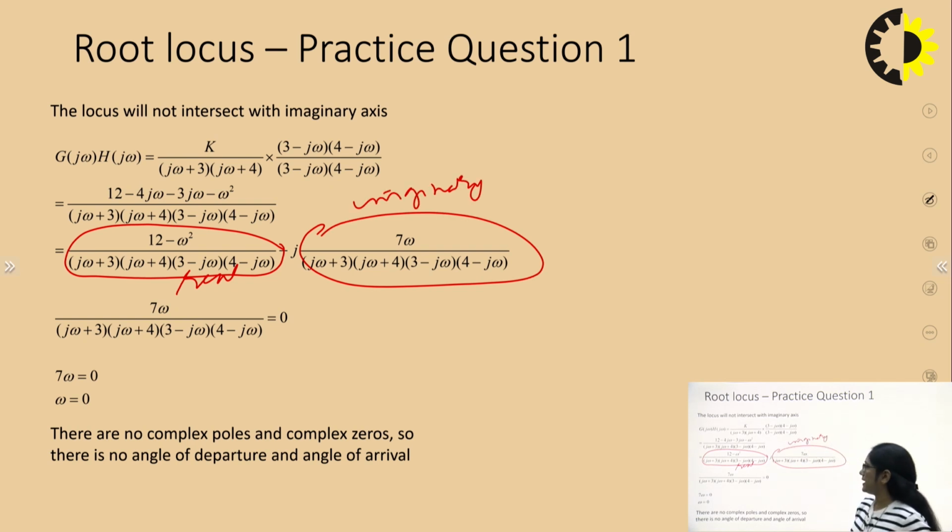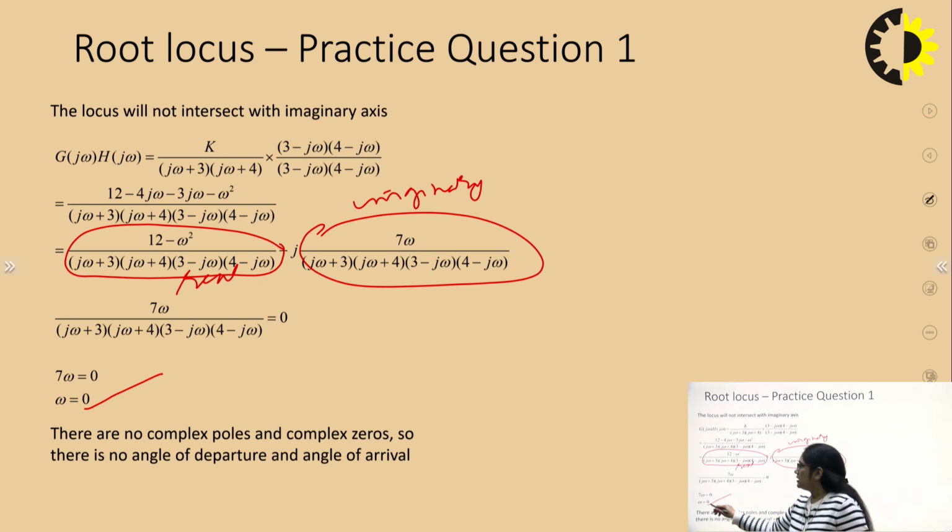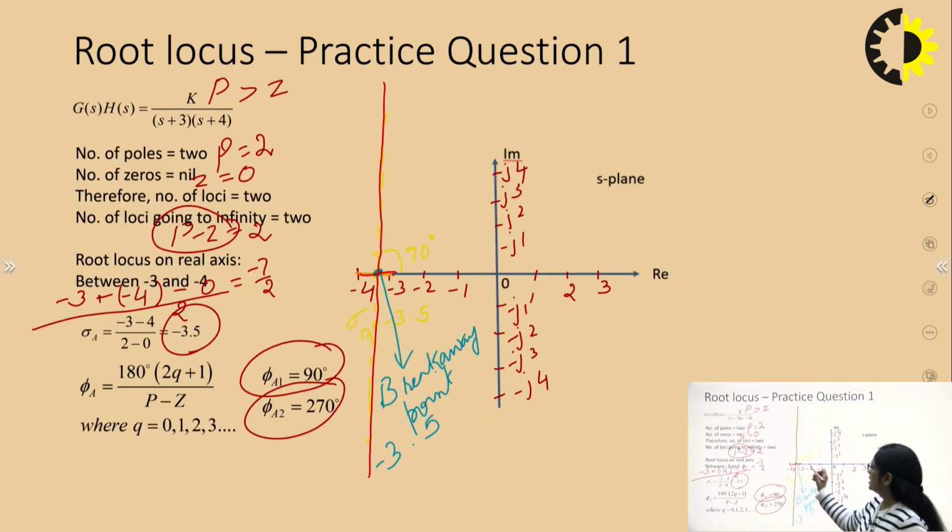To know where the root locus intersects the imaginary axis, we equate the imaginary part to 0, and we get omega equal to 0. This clearly means that the root locus will not intersect the imaginary axis, as can also be seen from here, that the locus starts from minus 3 and tends towards infinity, and the locus starts from minus 4 and tends towards infinity. It is not intersecting the imaginary axis.